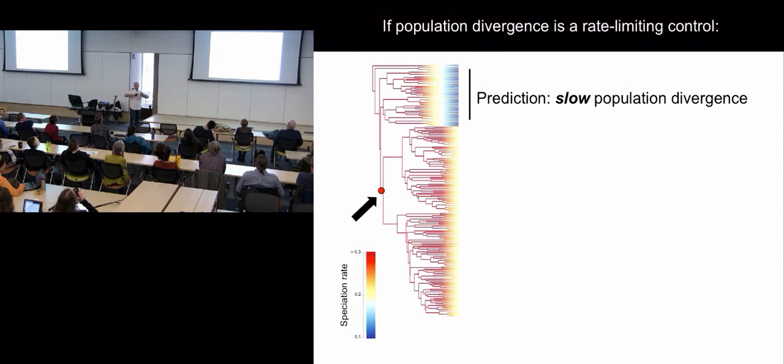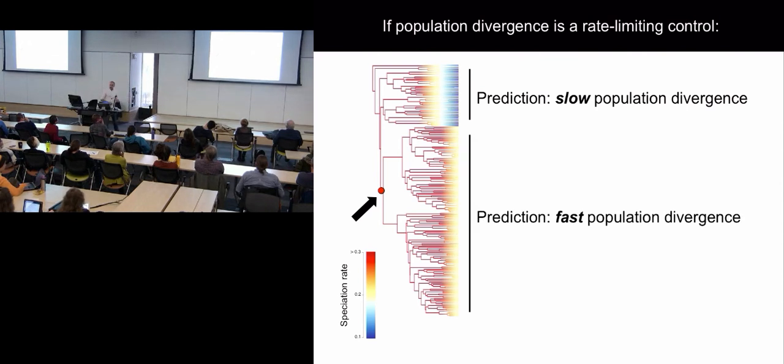They should be differentiating less into incipient species, and thus, at a higher macroevolutionary level, we see slow rates of speciation. Now, there's also this big clade of fast speciating things. So we predict that this group should have relatively fast population divergence, fast speciation, and their populations are going to be diverging faster in space. They're going to be forming incipient species at a faster rate.